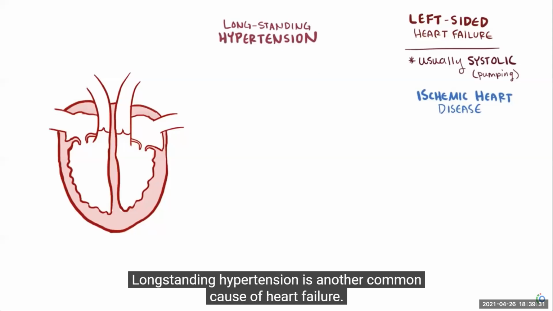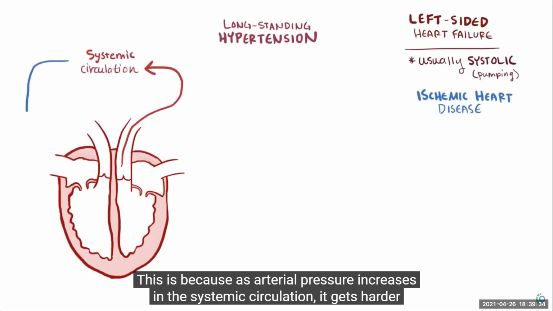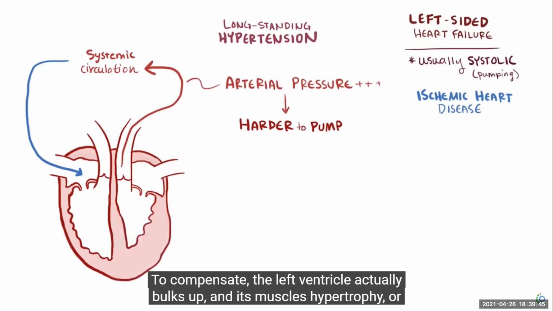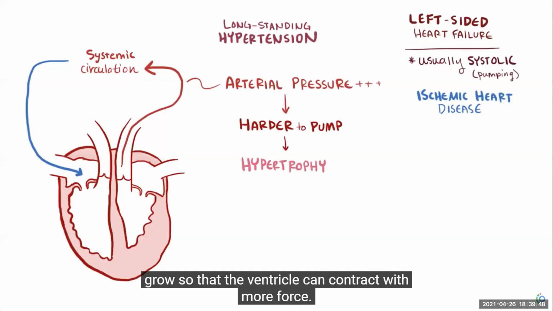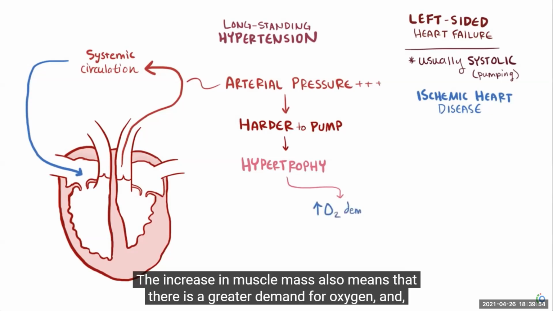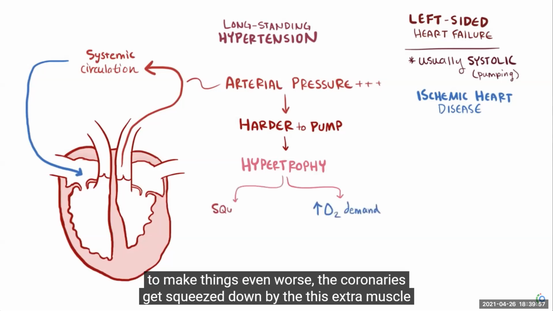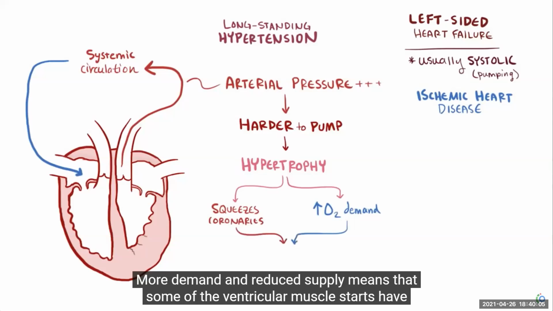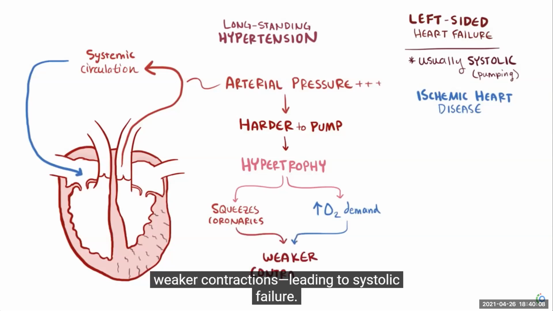Long-standing hypertension is another common cause of heart failure. This is because as arterial pressure increases in the systemic circulation, it gets harder for the left ventricle to pump blood out into that hypertensive systemic circulation. To compensate, the left ventricle actually bulks up and its muscles hypertrophy, or grow, so that the ventricle can contract with more force. The increase in muscle mass also means that there's a greater demand for oxygen. And to make things even worse, the coronaries get squeezed down by this extra muscle so that even less blood's delivered to the tissue. More demand and reduced supply means that some of the ventricular muscles start to have weaker contractions, leading to systolic failure.